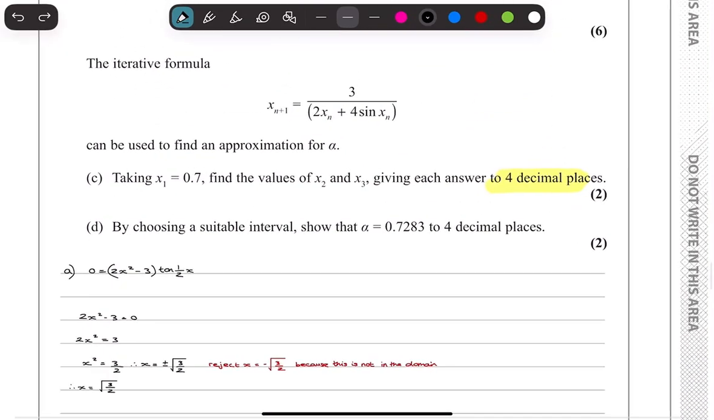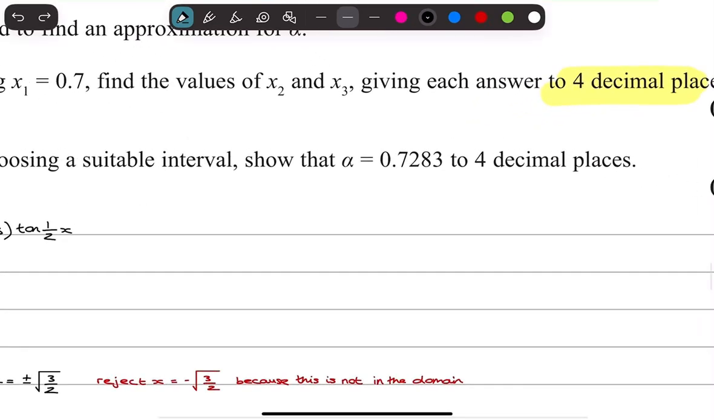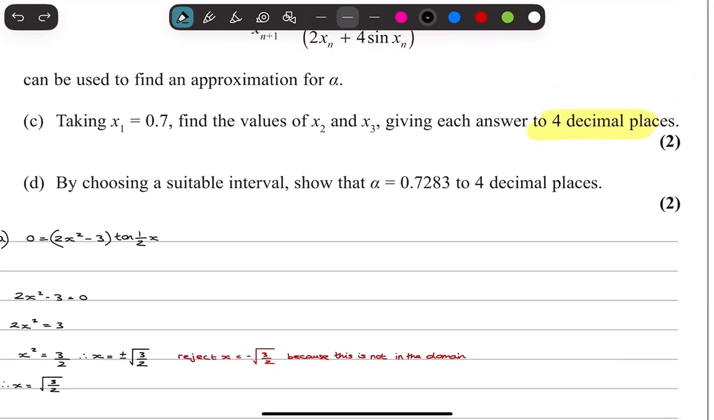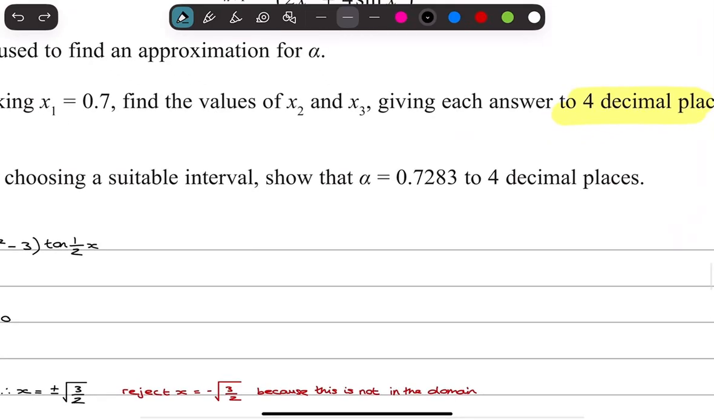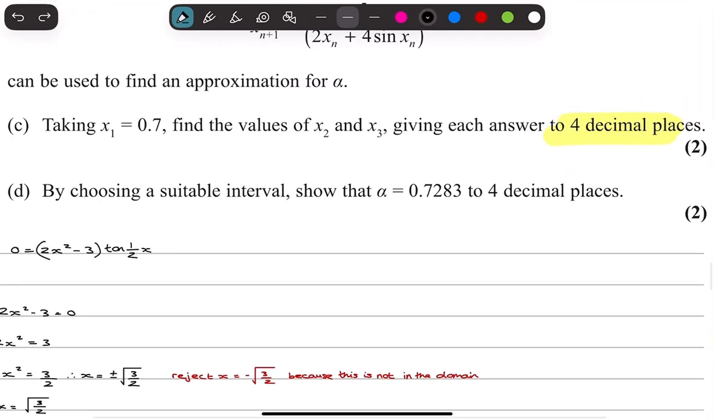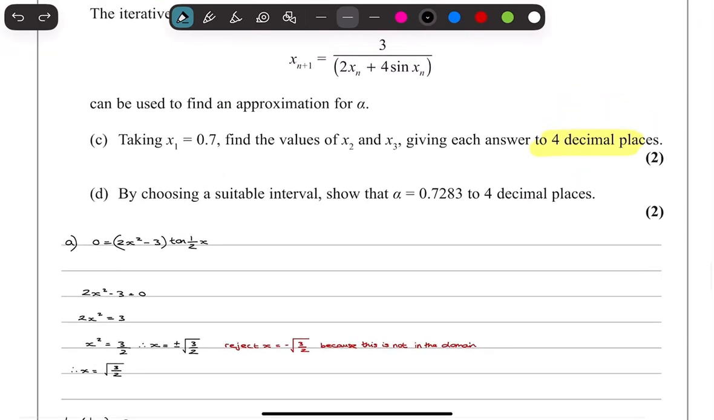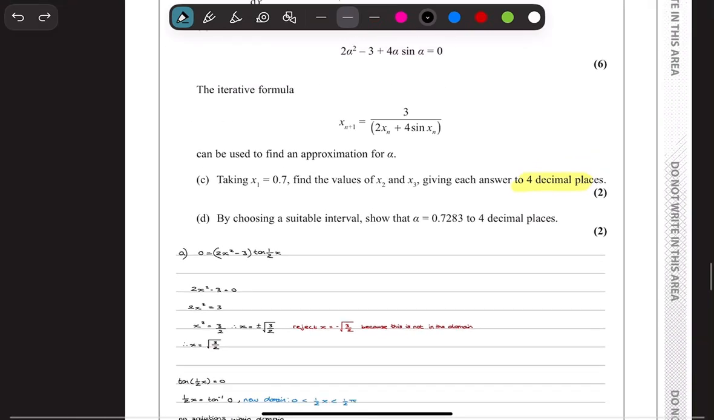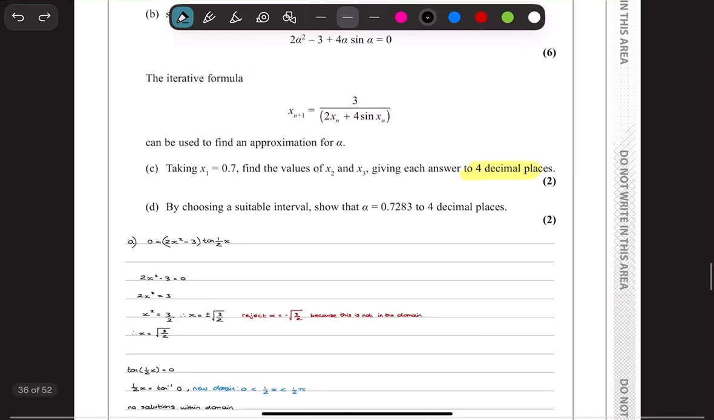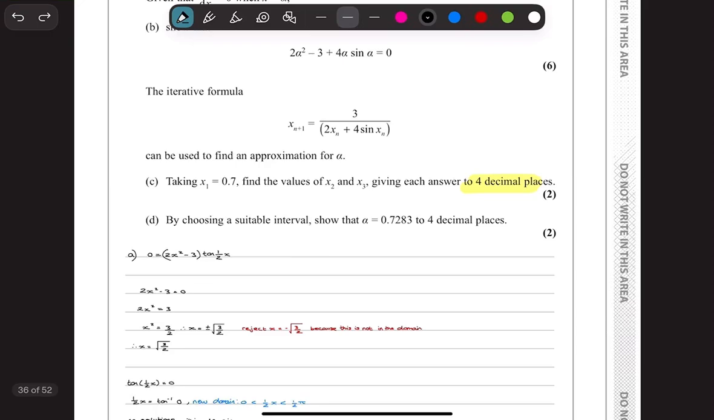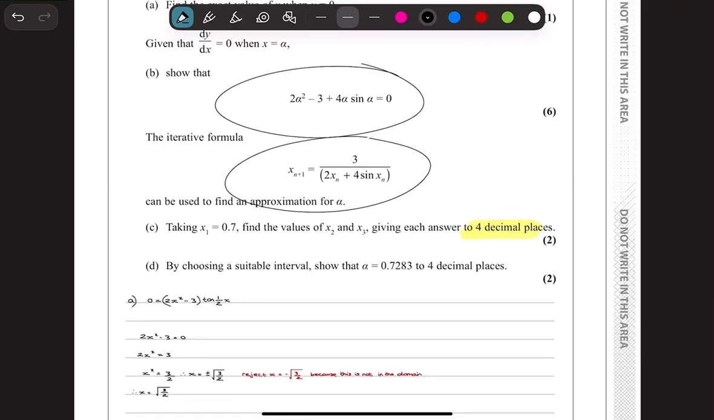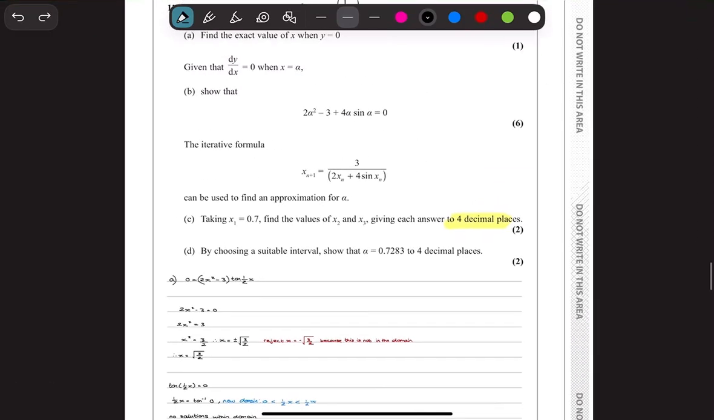Then the last part, by choosing a suitable interval, show that alpha equals 0.7283 to 4 decimal places. With these types of questions, again, very, very easy. All you do is find the upper and lower bound of the value given. The lower bound, using GCSE knowledge, is 0.72825 and the upper bound is 0.72835. Then you plug the upper and lower bounds into either this or this. It doesn't matter. And then you have to show that there's a sign change.